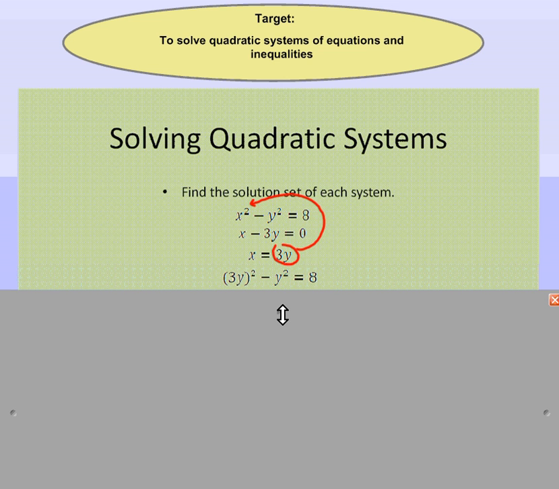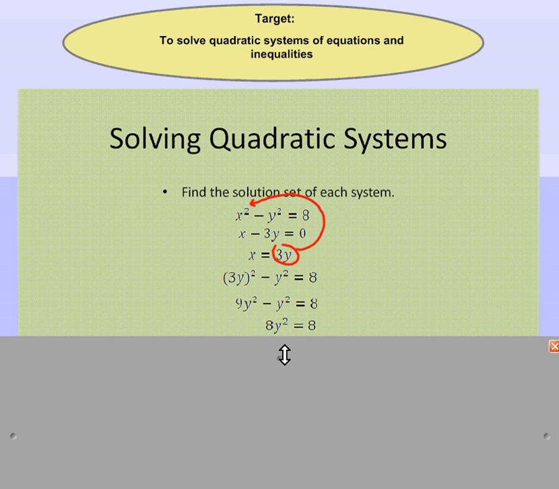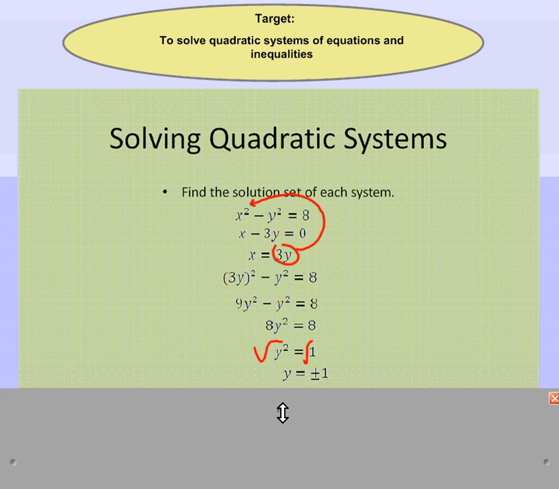Now that conic section is all in terms of y squared. So we have 9y squared minus y squared equals 8. Simplify, we have 8y squared equal to 8. Simplify, we get y squared equal to 1. And what do we need to do when we square root both sides to solve? We need to write that as plus or minus 1. You have two possible values of y. So now you need to find the x value that goes with each y value.